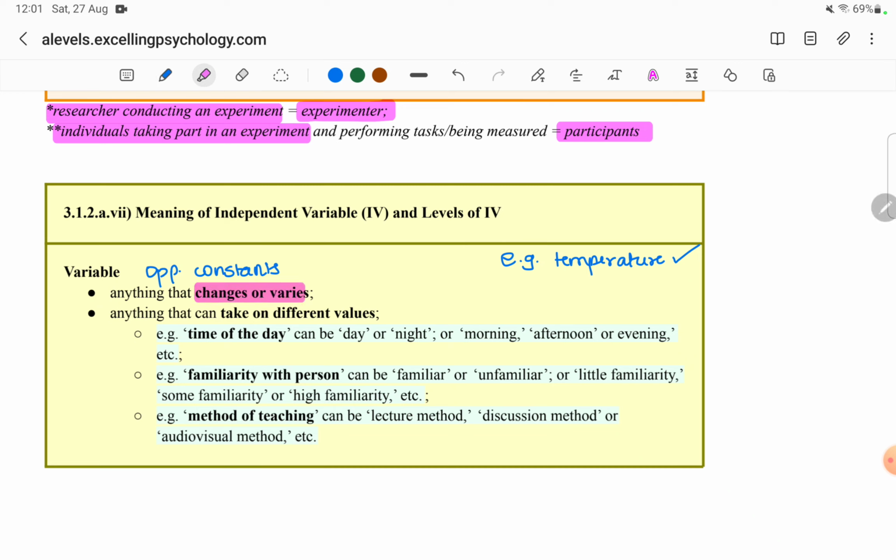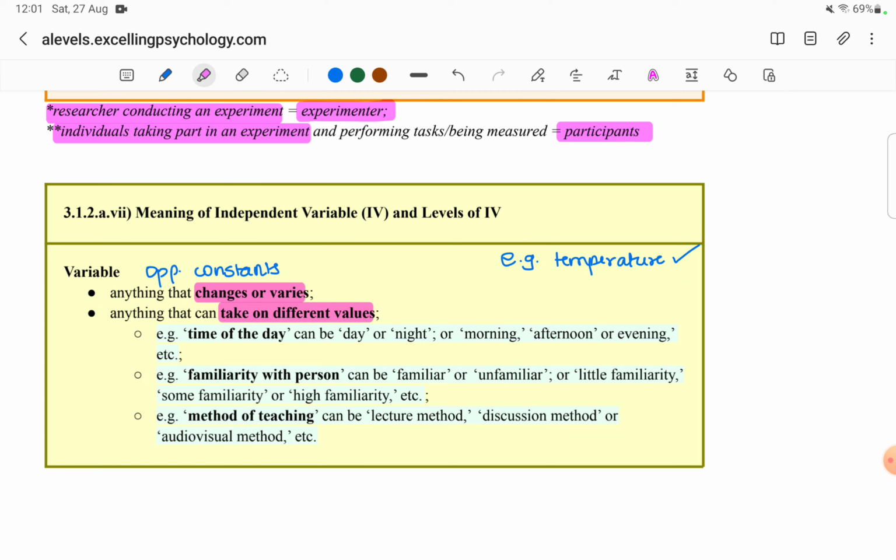Okay, and definitely it can take on different values. The temperature could be warm, it could be cool, it could be cold, it could be hot. So there are many different values that temperature can take on. That's why it's known as a variable. So let's be clear on what's a variable. A variable is anything that changes from time to time, person to person, place to place, and so forth.